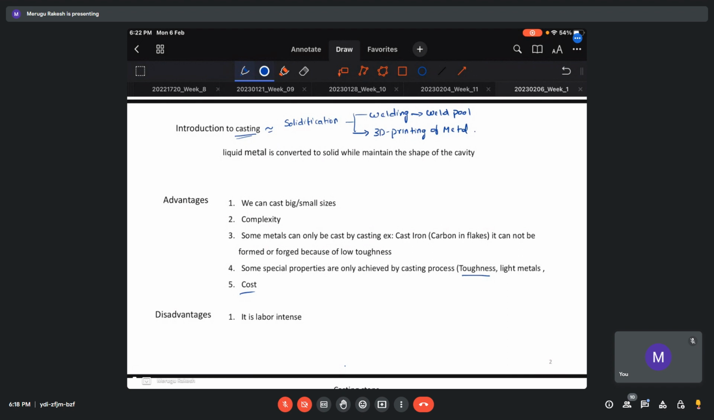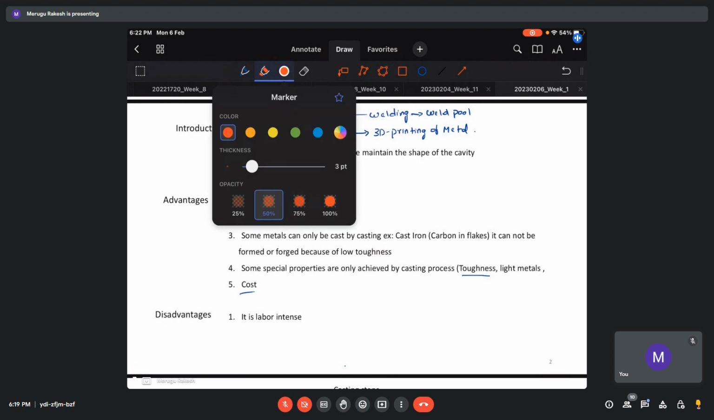Sir, is 3D printing a casting process? No, no, no. The mechanism in 3D printing is similar to casting. When you heat the powder or the wire metal, it converts into liquid, then solid, right? So the transformation, the solidification, is happening. But in 3D printing we usually use plastic or those types of materials.